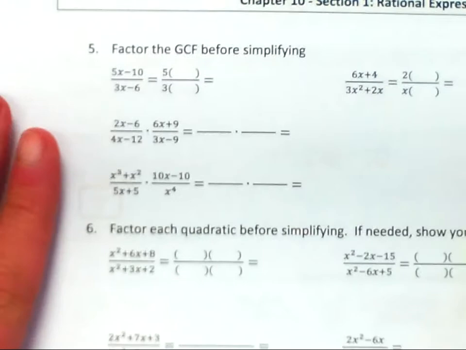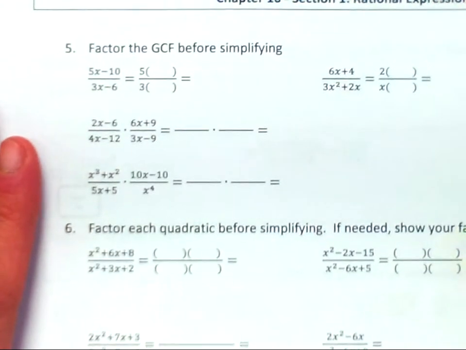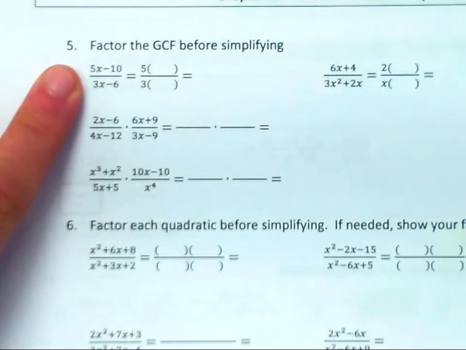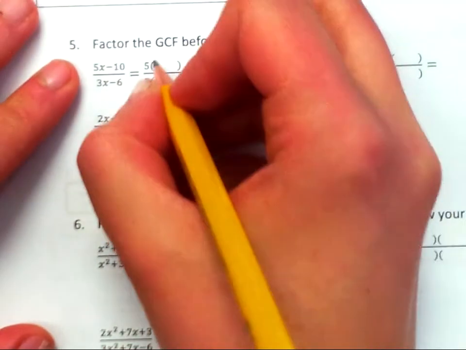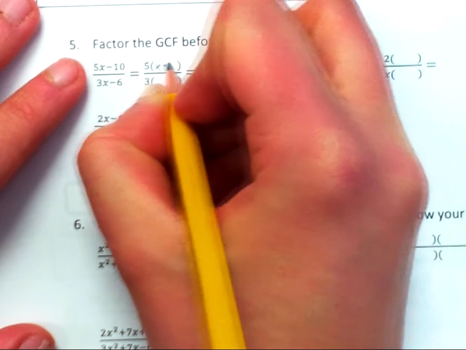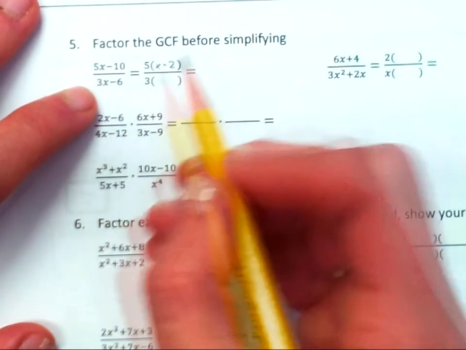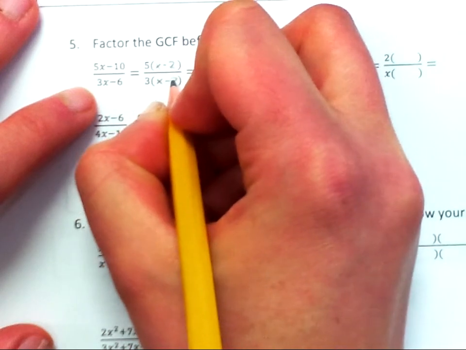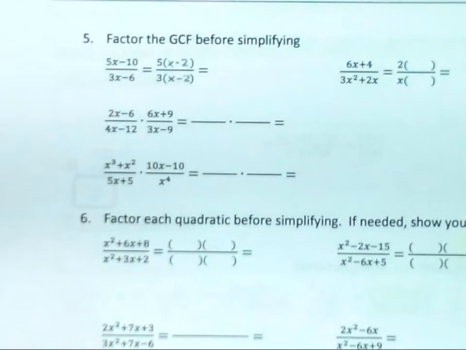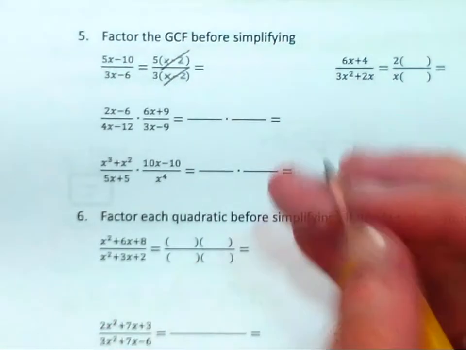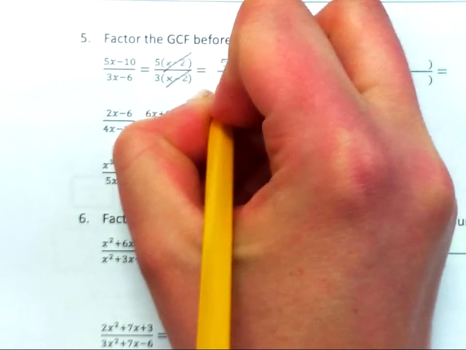Turn the page with me, and we're ready to check number 5, which is GCFs. So this one has been started for us. We have our GCF of 5, and the leftovers would be x minus 2. If we factor out the GCF of 3, we would be left with also x minus 2. And now that everything is factored, we can cross out our entire factor of x minus 2, and it leaves you with 5 over 3.